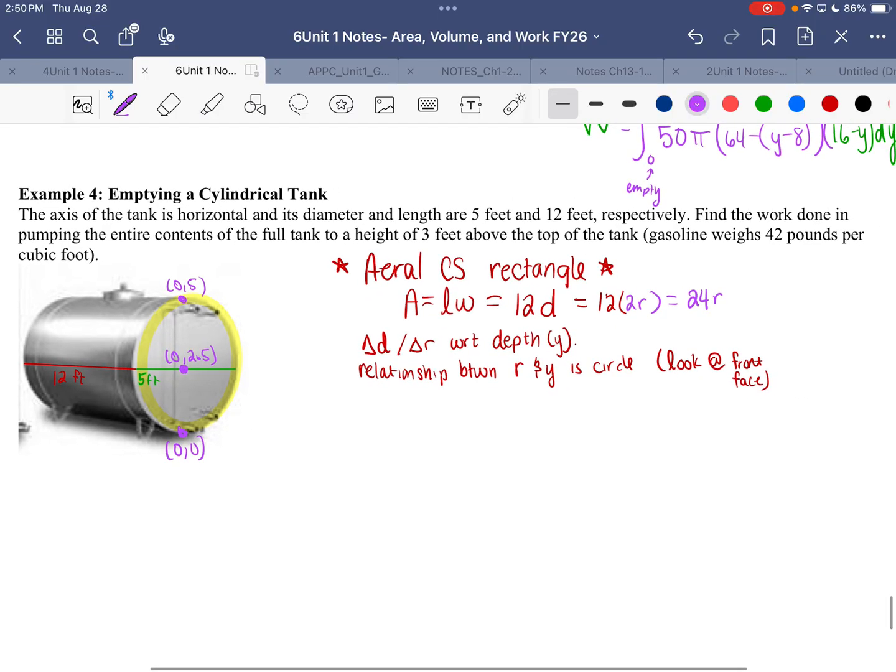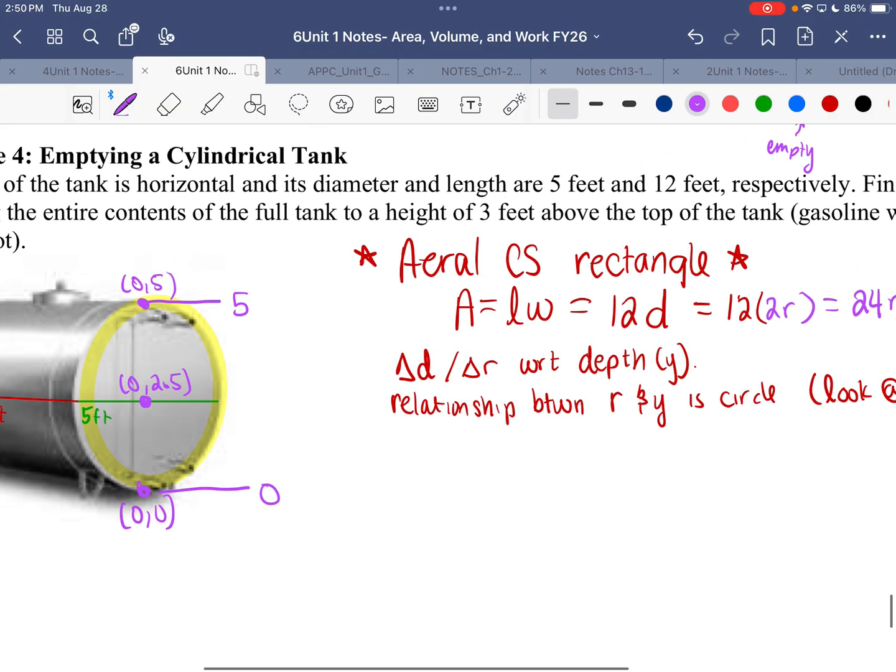Find the work done to pump the entire contents of the tank to a height 3 feet above the tank. So if we're here at 0, then we're at 5. That's where the liquid is. And then the pump is 3 feet above. How high is the pump actually from the ground? 8 feet. So we're going 3 feet above 5.